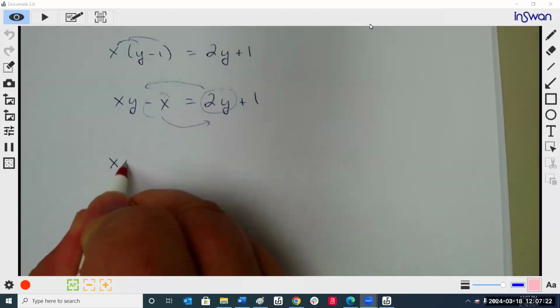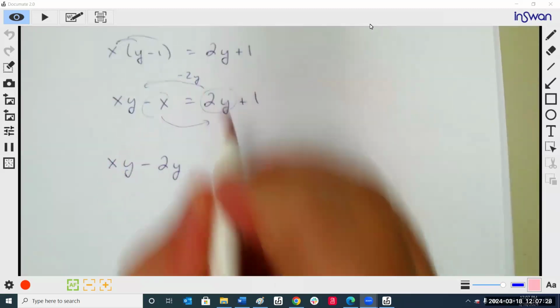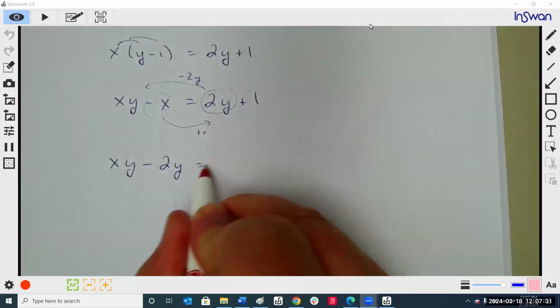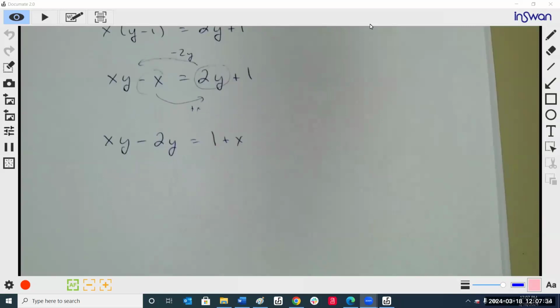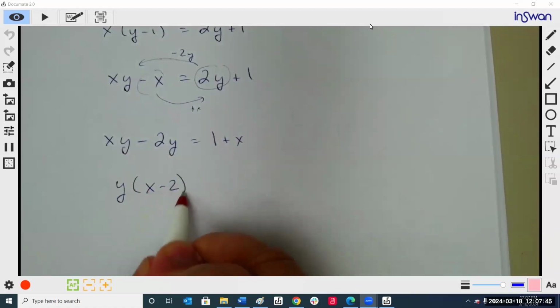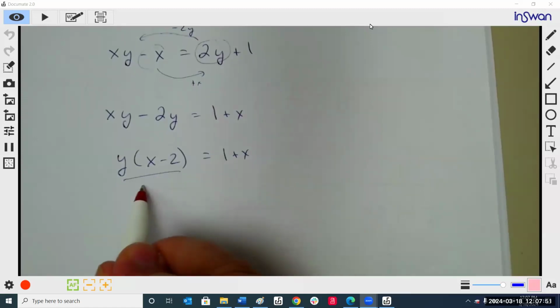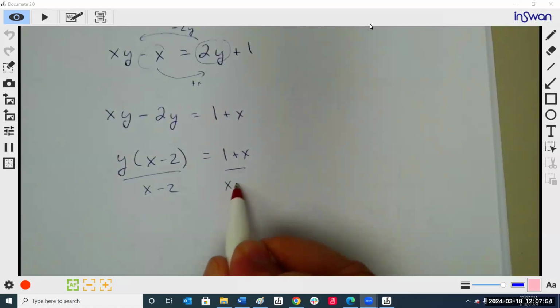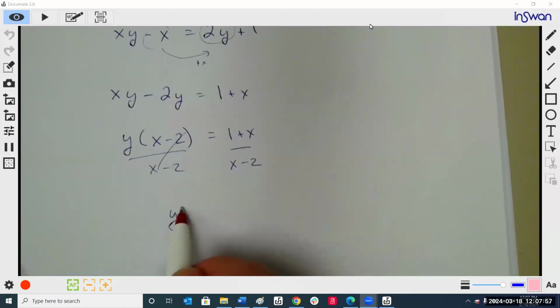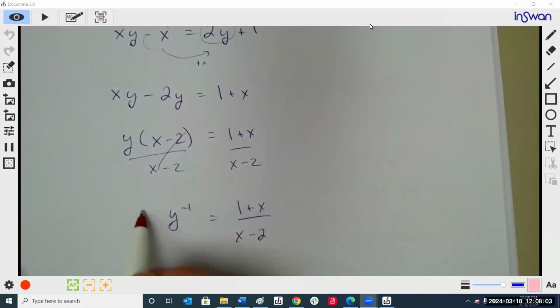So we have xy minus 2y. I subtracted 2y from both sides. And I add x to both sides. So far, so good. To get the y by itself, I factor it out. And then I divide by x minus 2. So my inverse is 1 plus x over x minus 2.